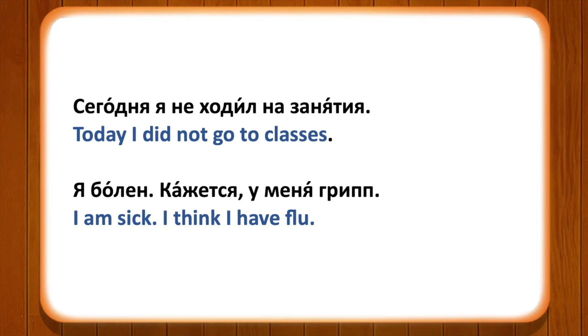Я болен. Кажется, у меня грипп. Я болен. I am sick. Болен, just now I have explained, is the short form of the adjective больной. And here we are using it in the masculine gender form. I am sick. Кажется means it seems. У меня грипп. I have flu. У меня is a construction of the genitive case and that means I have. У тебя, I hope you remember. У вас есть, у меня есть, from there. У меня грипп. So I think I have flu.